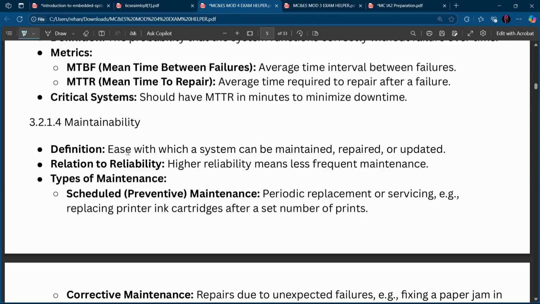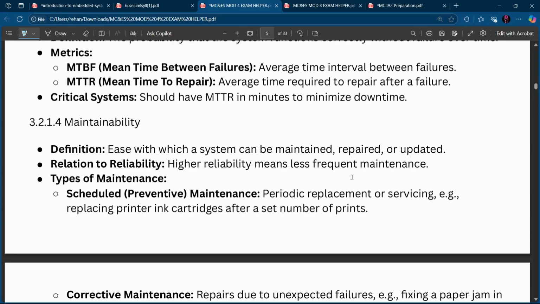Maintainability is the ease with which a system can be maintained, repaired, or updated. It has a relation to reliability. See, it's interconnected. High reliability means less frequent maintenance. If the system works for a long time without causing any error, then you don't have to worry about the maintenance of the system.